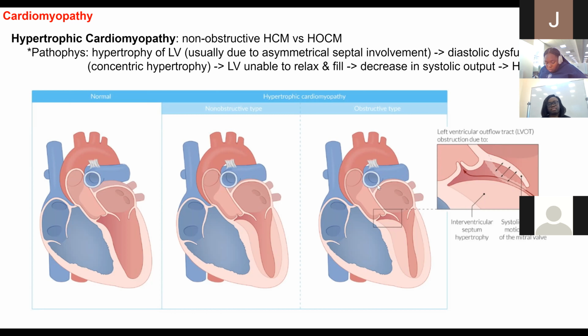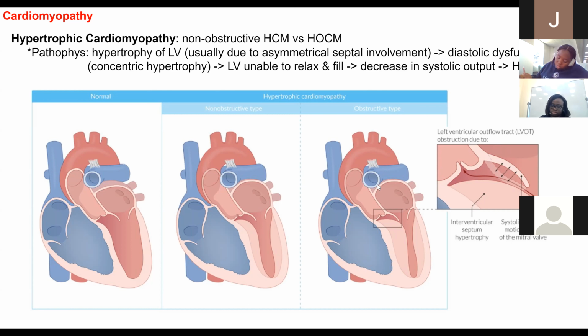I'm trying to think of anything else. So, okay, just keep in mind with hypertrophic cardiomyopathy, this is where I found the way that they taught this to be confusing. Hypertrophic cardiomyopathy is associated with concentric hypertrophy, okay? The minute you hear concentric hypertrophy, you need to know that it means hypertrophic cardiomyopathy.